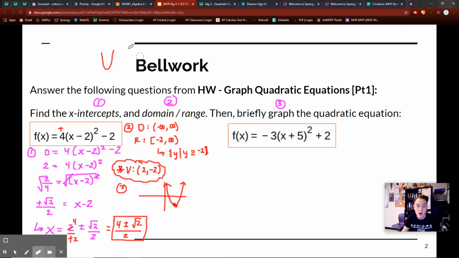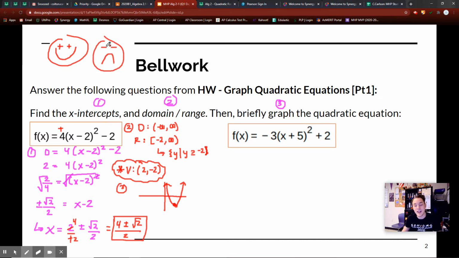Oh, FYI, if you're still struggling with the plus and the minus with the vertex and whether it's going to open up or down, just think about this. If it's plus, it opens up. If it's minus, it goes down. So those are nice to help us remember. I didn't show you that in the last video, but I'm showing it to you now.